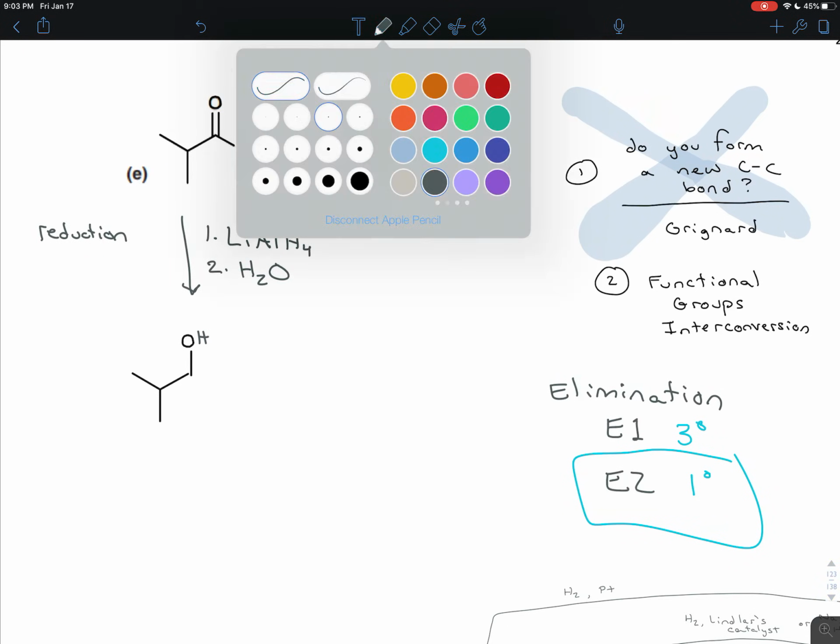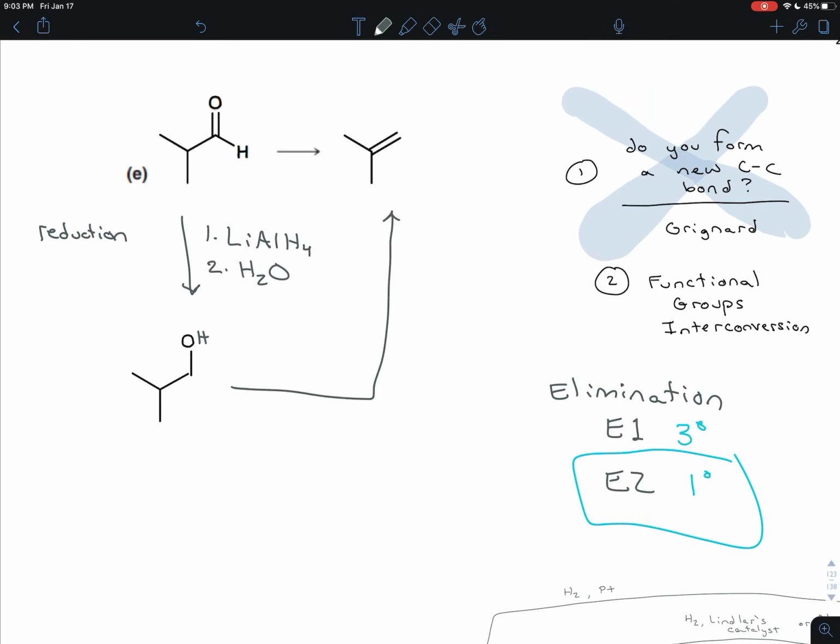An E2 reaction requires 2 steps. The first step is to turn the OH into a good leaving group. And so we'd use tosyl chloride and pyridine.